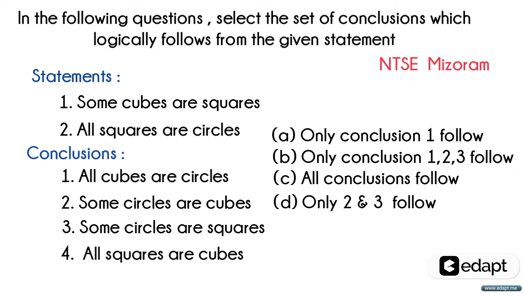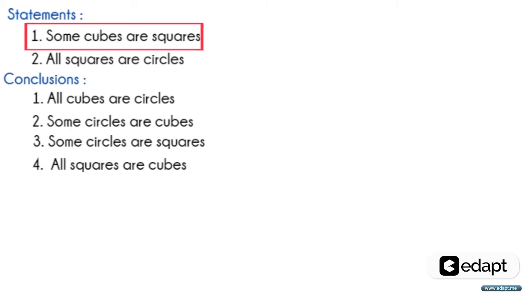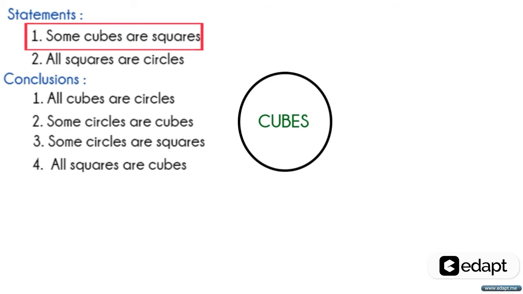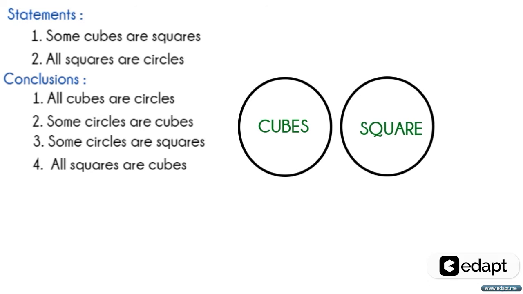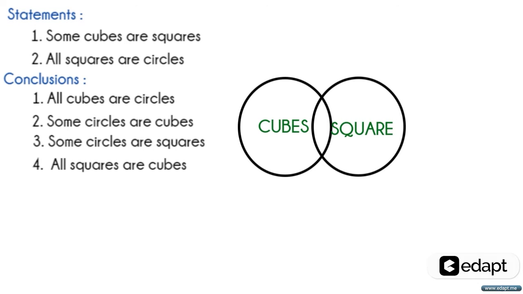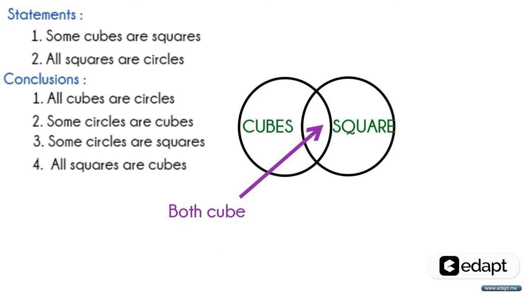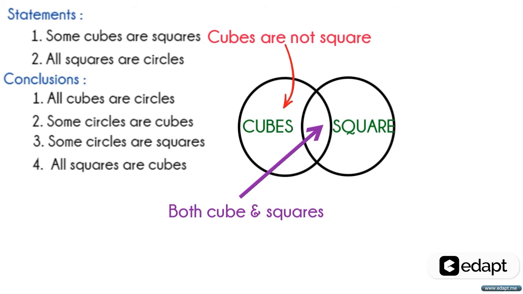So first, take the statement some cubes are squares. Take separate circles for cubes and squares. You see that here the format is some, which means that some cubes are squares and some cubes are not squares. The format some will come like this. This portion includes both cubes and squares, which means that the portion is some cubes are squares, and the remaining portion indicates that cubes are not squares. Also, this region represents squares are not cubes.